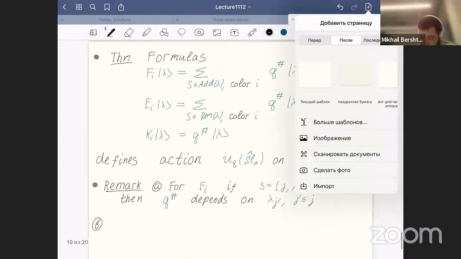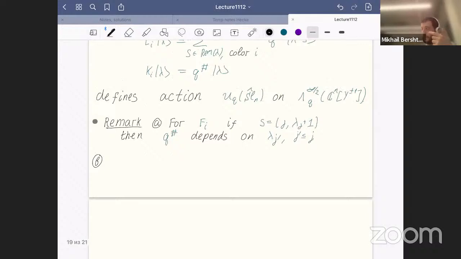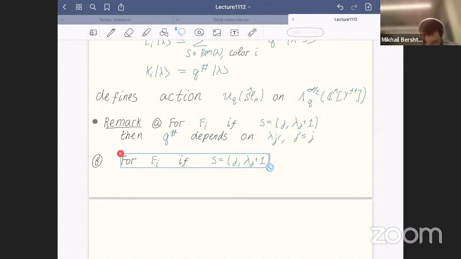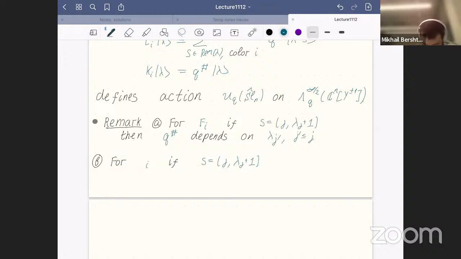Now, issue number B is the following. This is not true for E, because for E the coproduct is different. It has E times K times K. So, okay, let's say the same for E. If this box which we are going to remove is this one, then this q actually depends on lambda J prime with J prime greater than or equal to J. And if we increase our capital n, then we add new lambdas, lambda J, which are equal to 0, but they are new. So in principle, we could have some problem.